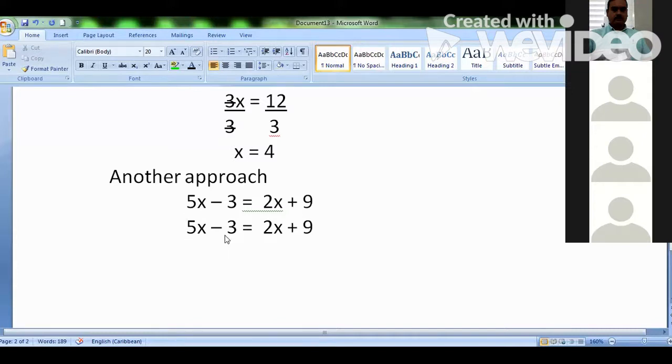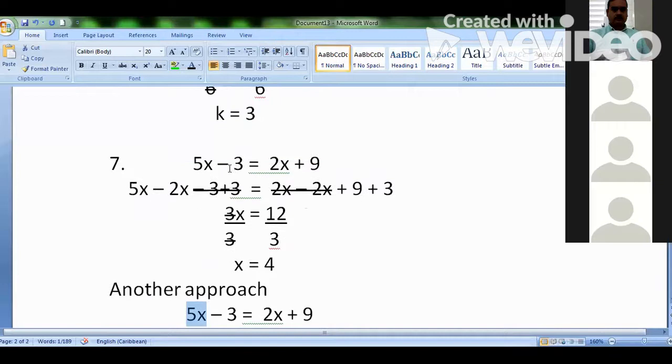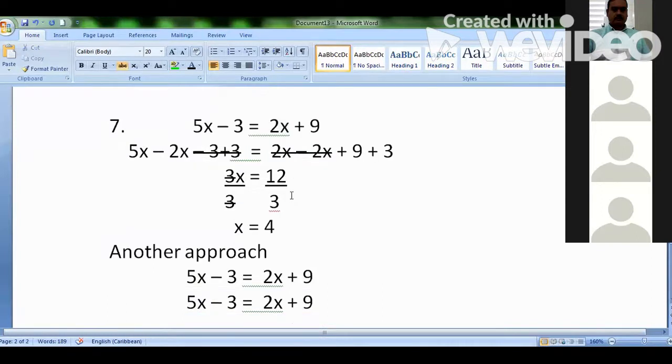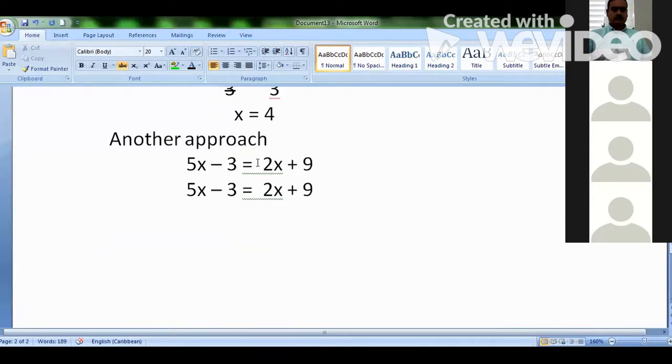Because I want the X to be on the right, I'm going to have to get rid of the 5X. Notice, if I wanted X to be on the left, I'd have to get rid of this 2X on the right. But because I want to put all the X's on the right, I would have to get rid of the 5X that is on the left. Are you guys following? Am I making sense?